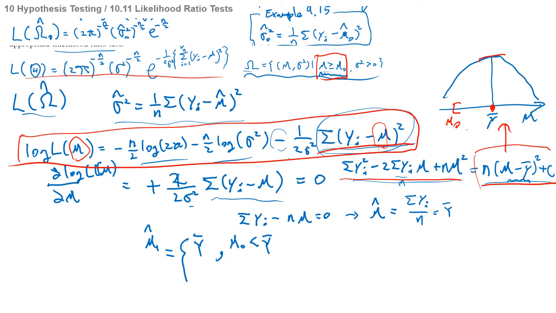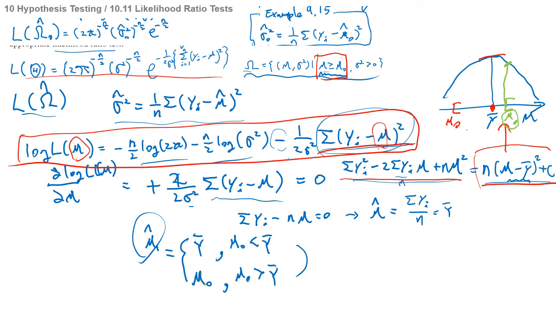If mu 0 is greater than y bar, what if mu 0 is here? If mu 0 is greater than y bar, the maximum should be achieved from mu 0. So the MLE in this case is mu 0. So our MLE can be written this way. If mu 0 is less than y bar, then the MLE is y bar, and if mu 0 is greater than y bar, it is mu 0.